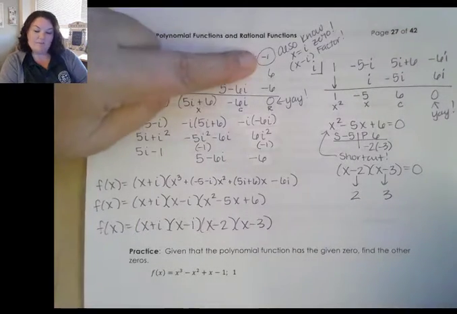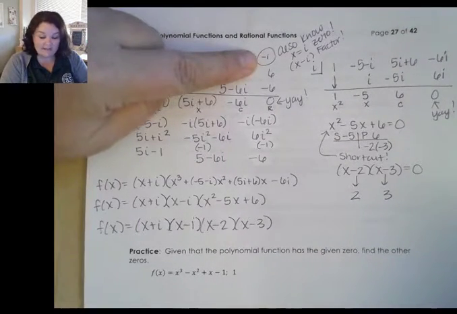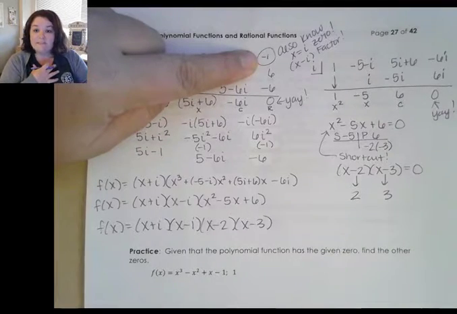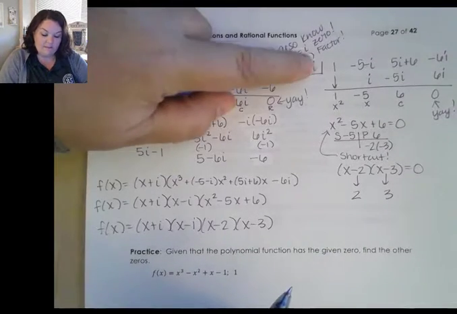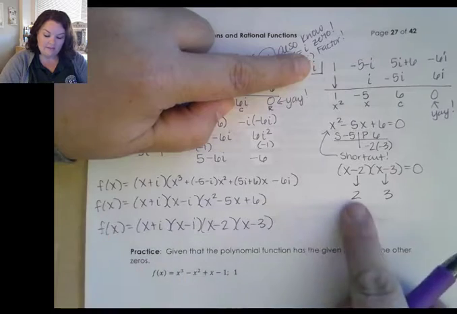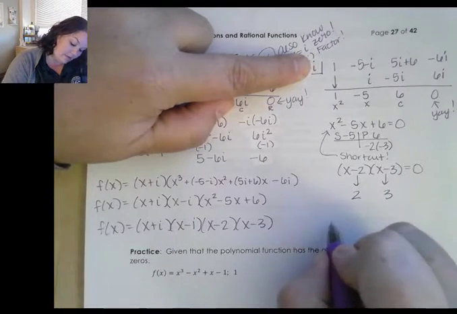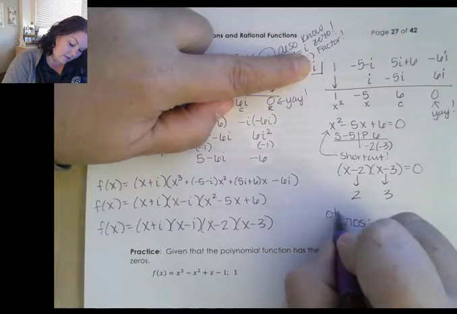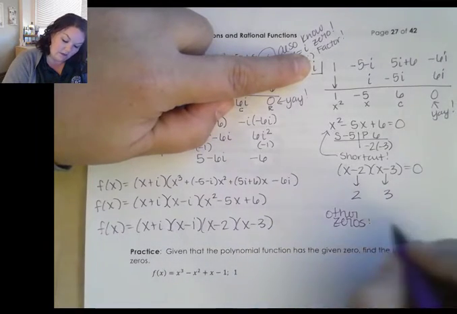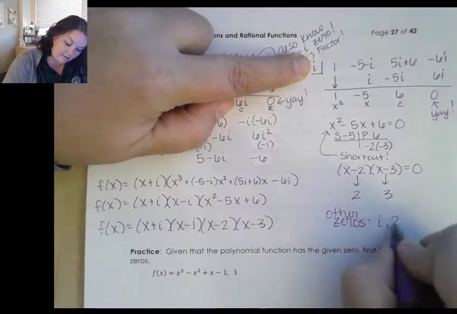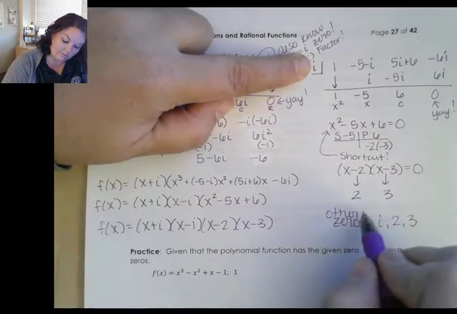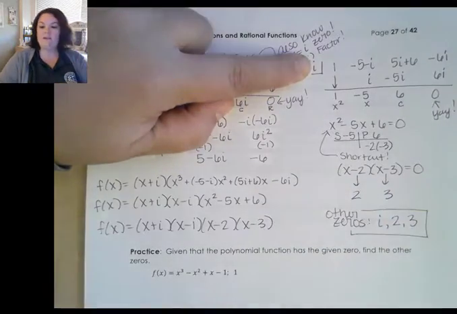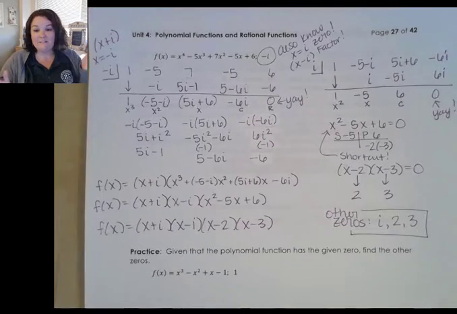So aside from the negative i zero that they gave us, the other zeros that we came up with were the positive i and then the 2 and the 3. So our other zeros here, because one was given to us, are the i, the 2, and the 3. Okay, and that's all we have to do.